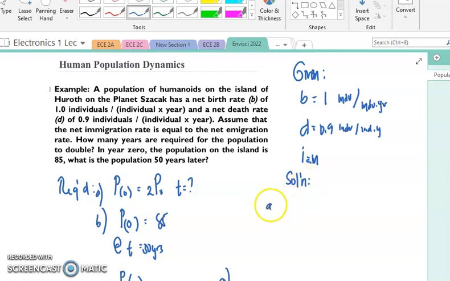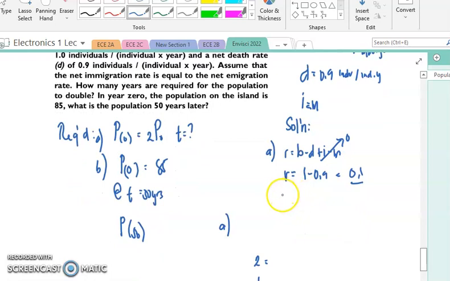Solving first the letter A. Okay. So we need to solve for the value of our R. R is simply equal to B minus D plus I minus M. Our B is 1 minus 0.9. However, your I is simply equal to M, so this will be 0. So your R now will have a value of 0.1. The value of your R now is simply equal to 0.1. Okay? So, can we now solve for when the population will double?